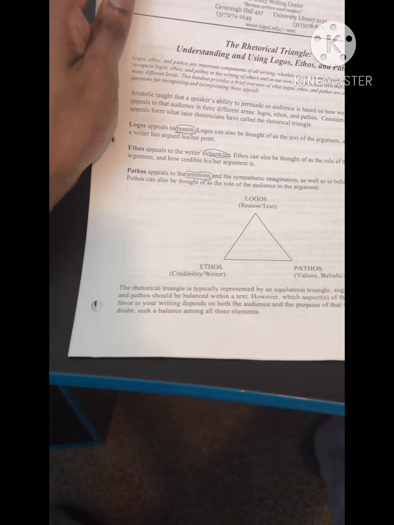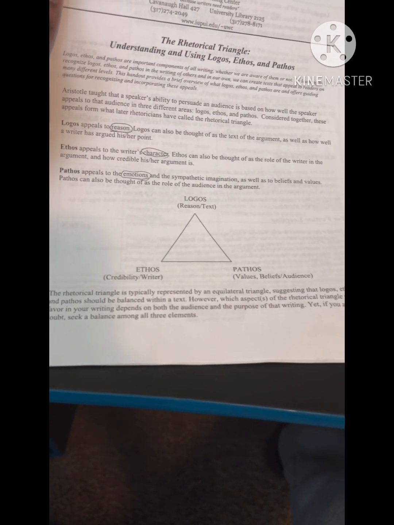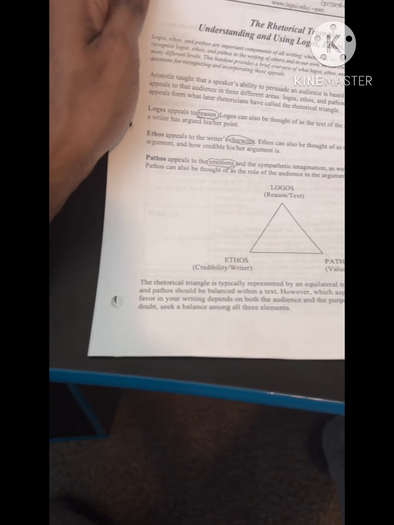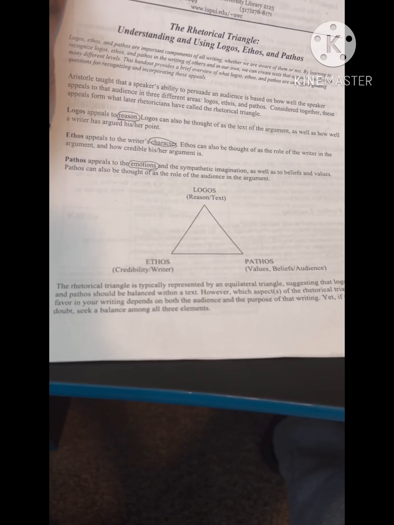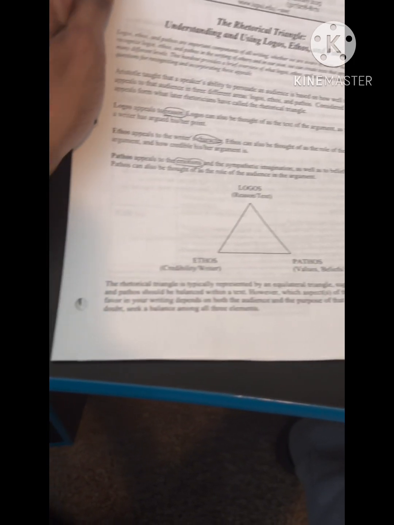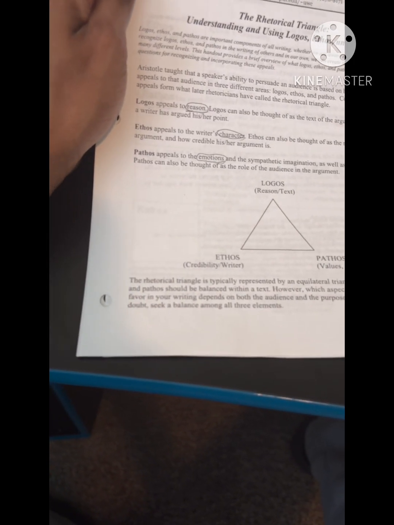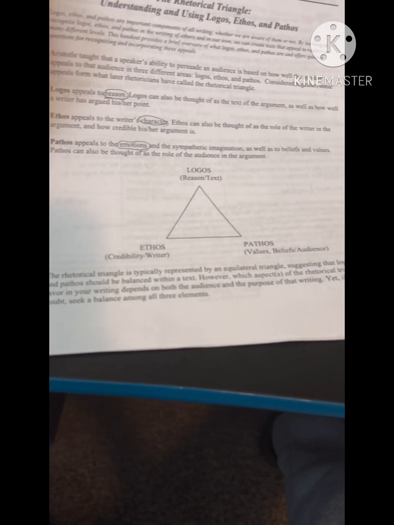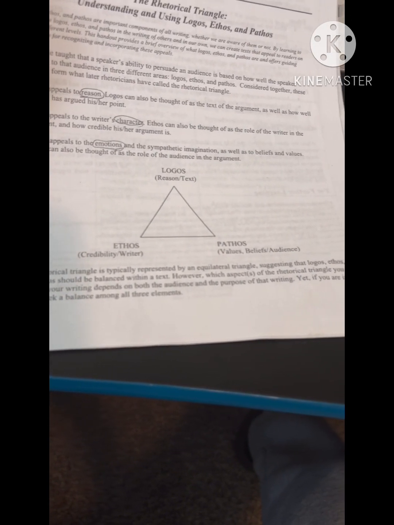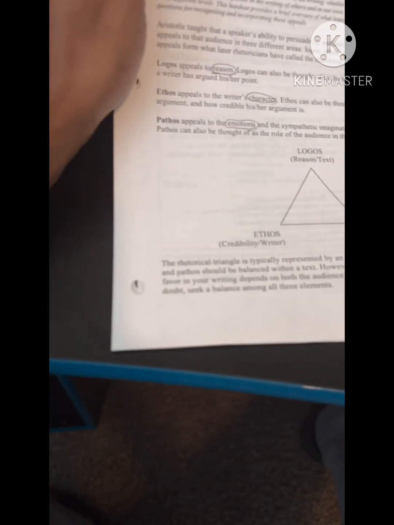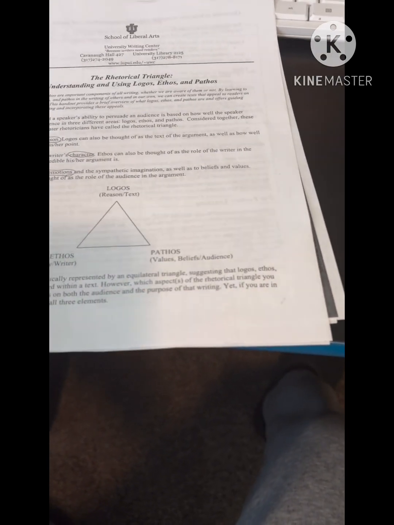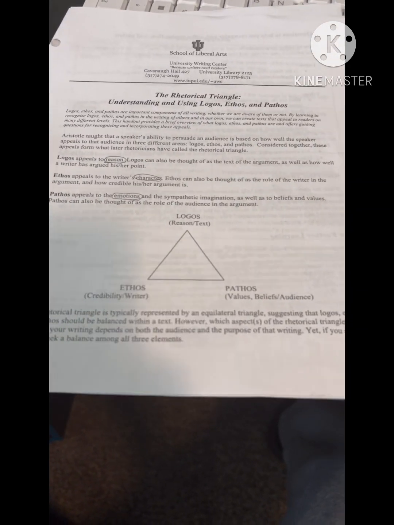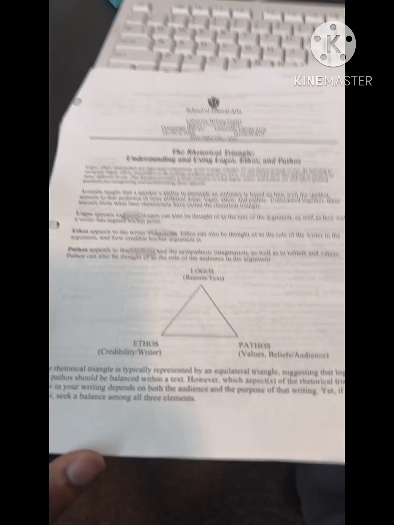And then here it says the rhetorical triangle is typically represented by an equilateral triangle, suggesting that logos, ethos, and pathos should be balanced within a text. However, which aspect of the rhetorical triangle you favor in your writing depends on both the audience and the purpose of that writing. Yet, if you are in doubt, seek a balance among all three elements. So that's pretty much a breakdown of what the rhetorical triangle is, what it's about, and what the purpose of it is.